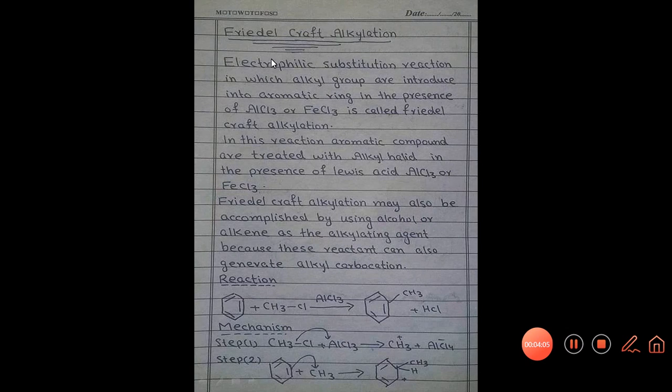So at the end of the day, we have an alkylated aromatic compound, in which this group has replaced one of the hydrogens. That's why we said it is an electrophilic substitution reaction, because an electrophile is used to replace one of the hydrogens on a benzene ring. That's how the mechanism works.